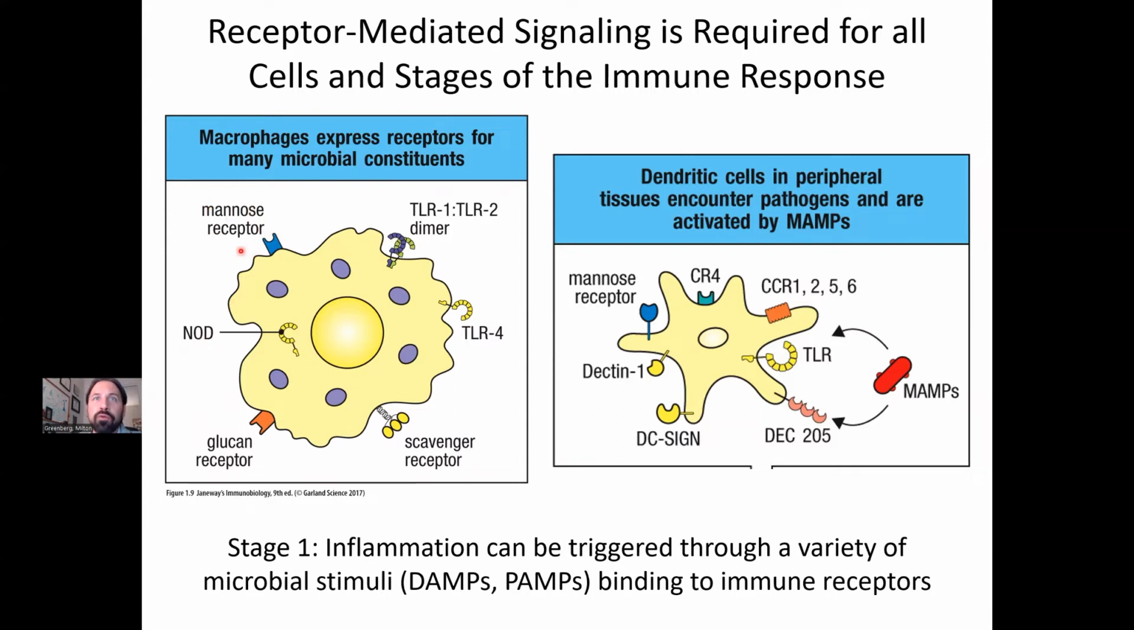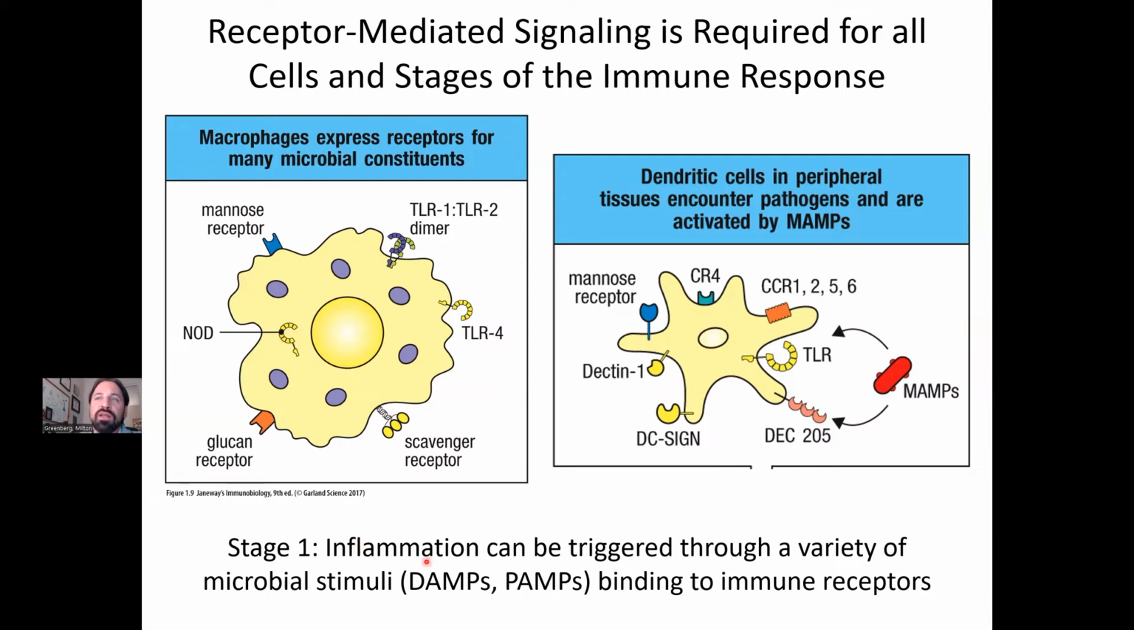For example, mannose receptor: some of these fungi might have repeats of mannose sugar on their cell surface. So this macrophage can use that mannose receptor to identify these pathogens because human cells don't have those repeated mannose on their cell surface. So we can discriminate self from non-self, and that's what these receptors are doing, allowing us to discriminate self versus non-self.